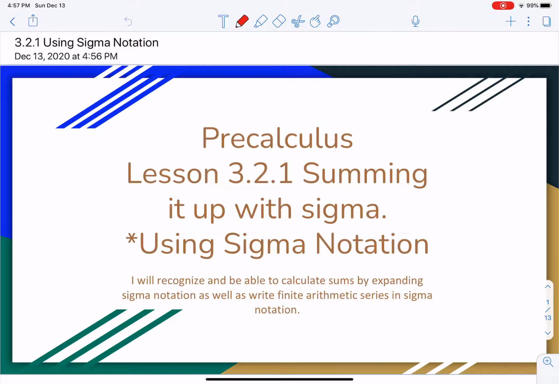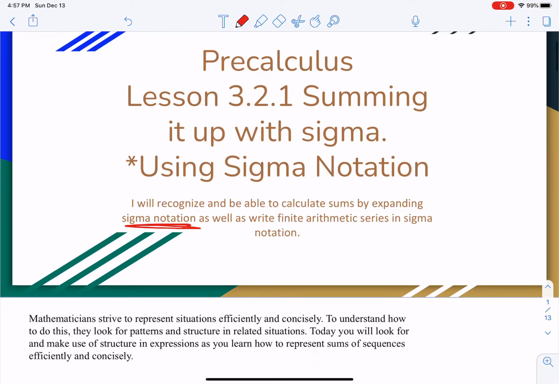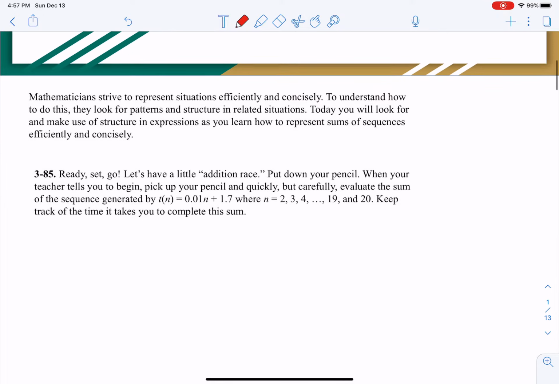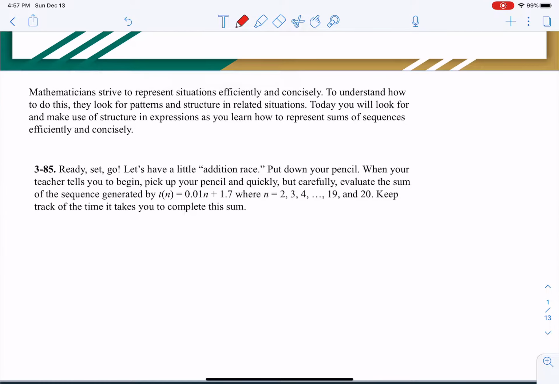Lesson 321, summing it up with sigma. So the goal today is to be able to recognize and calculate sums by using sigma notation. So we're going to work through some new math notation today. Math is all about patterns. So today we're going to look at how to represent sums of sequences and look at different patterns.